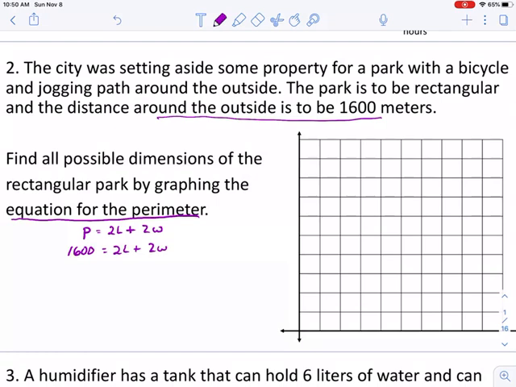And let's let L and W be the X and the Y, because we need to find the length and the width. We don't know them. We have a coordinate plane over here with an X and a Y axis, so let's use X and Y for that. Let's let X be the length and Y be the width. So that would be 1,600 equals 2X plus 2Y. And we can graph that. Now, what is the best way to graph that? You have choices. While you think about that, I'm going to label this. So X is the length and Y is the width.